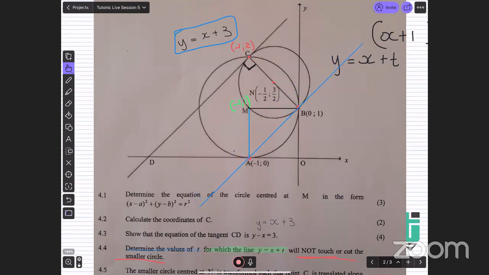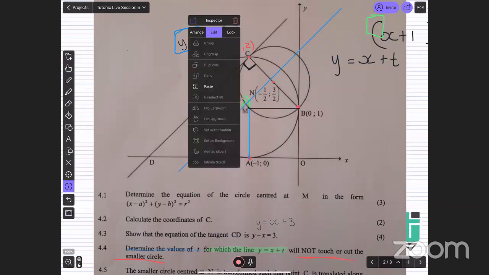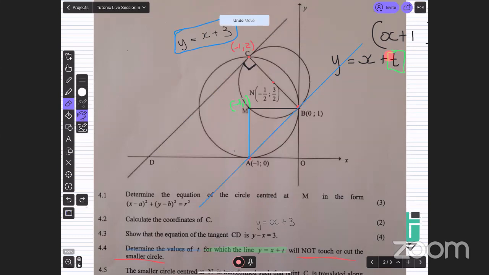And what is the value of t when the graph cuts B? It's 1, because isn't t the y-intercept, guys? That's why, remember I told you at the beginning, they gave you B for a reason. So therefore, do you guys agree t must be greater than 3, but smaller than 1?